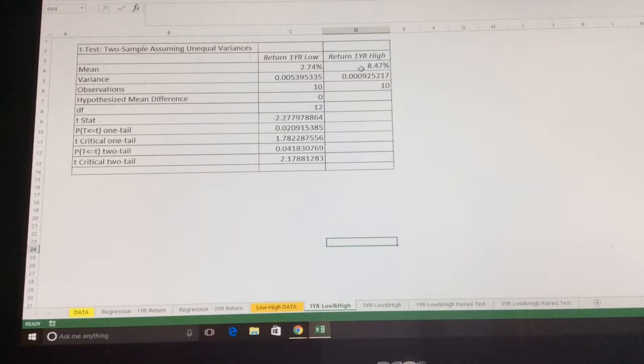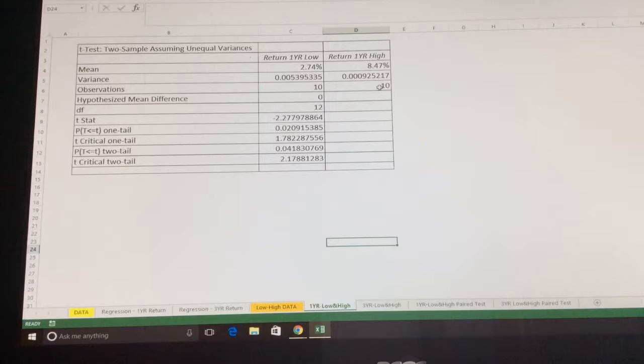So the mean, the average for these samples, the 1-year returns have an average of about 2.74% return, and with the 10 funds having the highest Sharpe ratios, the 1-year return being 8.47%. So we see significantly higher returns for the funds that had the 10 highest Sharpe ratios. You can see here the variance is very low.